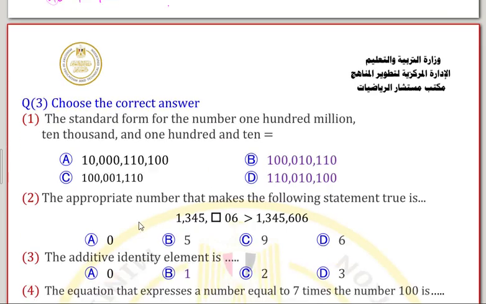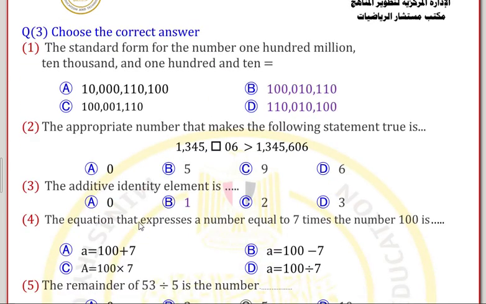Okay, now let's go to the second part of the choose questions. Number 1, the standard form for the number 100 million 10,000 and 110. The standard form for the number 100 million 10,000 and 110, it is letter P.